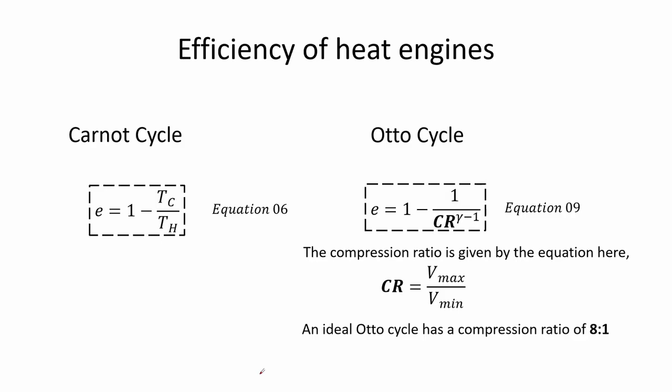Here we have the comparison of the efficiencies for two different types of engine. The Carnot cycle efficiency is given by equation 6, and for the Otto cycle it is given by equation 9. Here the Otto cycle efficiency is dependent on the compression ratio of the engine. The compression ratio is the ratio of the maximum volume over the minimum volume a cycle can achieve. The ideal Otto cycle has a compression ratio of 8:1 of its maximum and minimum volume.